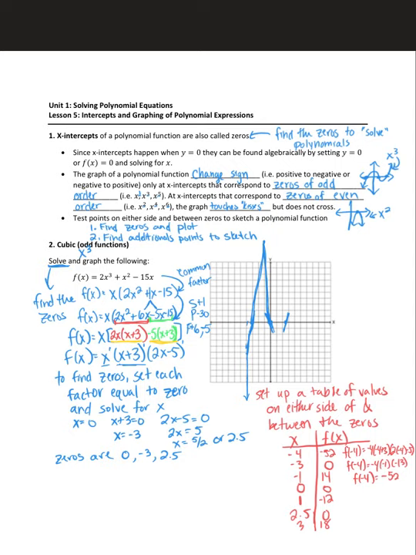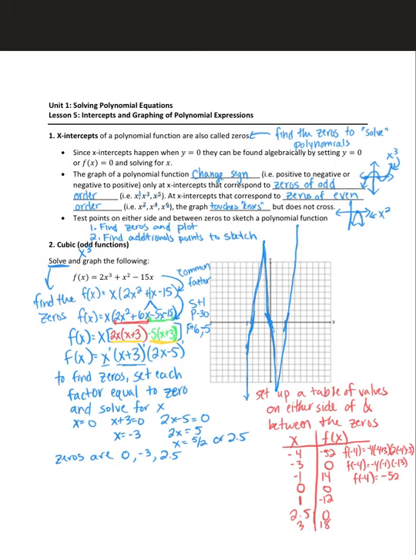So at 1, our y value is -12, so somewhere down there. Like that. And then 2.5 is back up to 0. And then finally at 3, the graph goes up to 18. So we'll say somewhere up there.